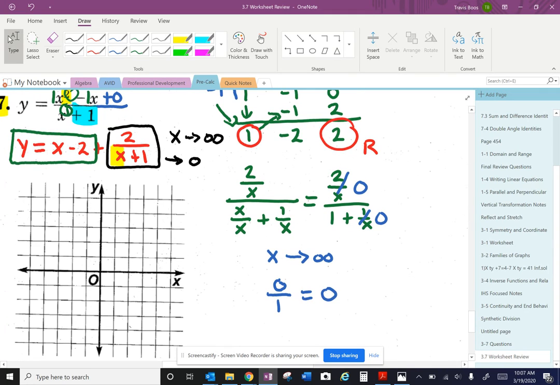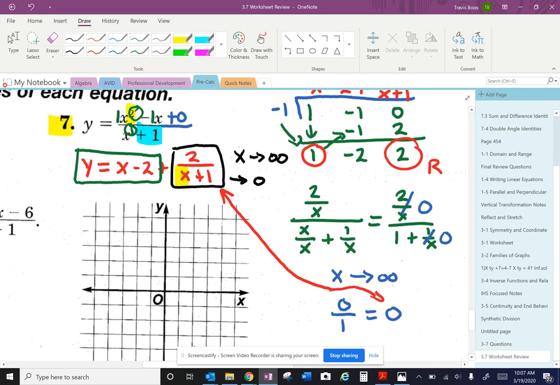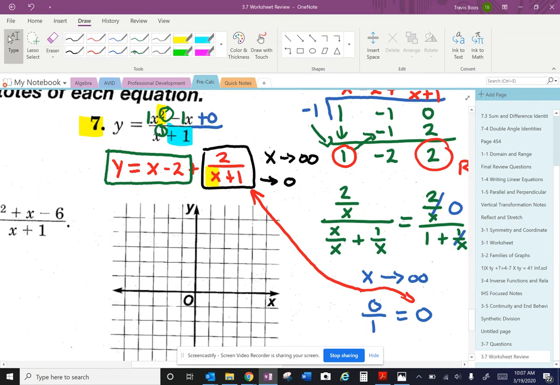So again, that's just kind of showing that this fraction right here is going to approach 0 as x gets bigger and bigger. And what's that tell us? That tells us as far as asymptotes go, we can disregard the ratio and we can just take this guy. So that's my slant asymptote.